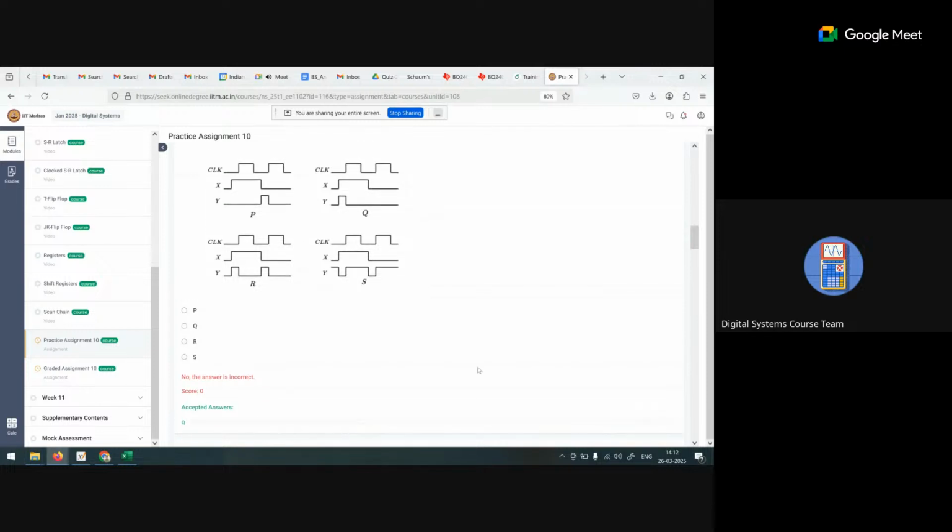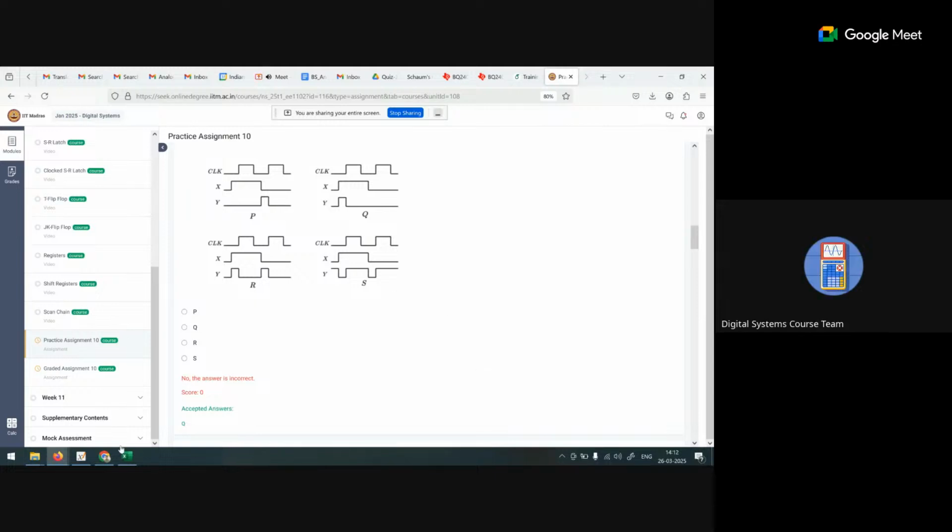Clear? But sir, at the starting the Y is 0 and then again it is 1. So why is it so? There is no particular effect of that one, no? Because we are not considering this one. When the clock pulse is not applied, we are not considering this particular part. So it's a don't care type.